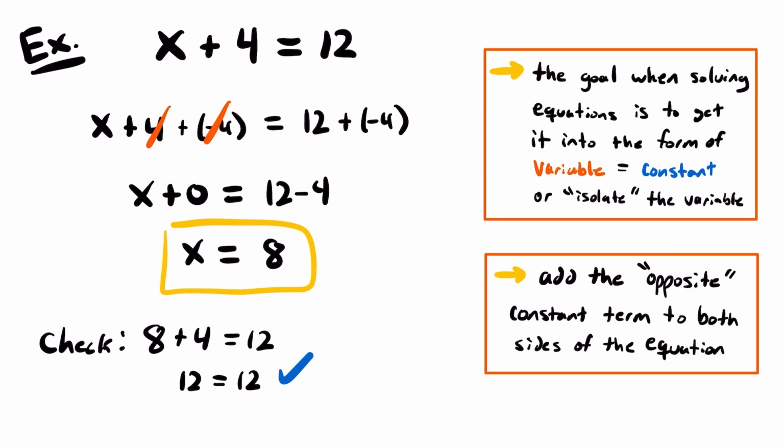Or sometimes the way I like to think about it, at least when the constant is positive, is you want to subtract that constant from both sides. Subtracting 4 from x plus 4 leaves you with x, and 12 minus 4 is 8. So sometimes I like to think about it like that as well.